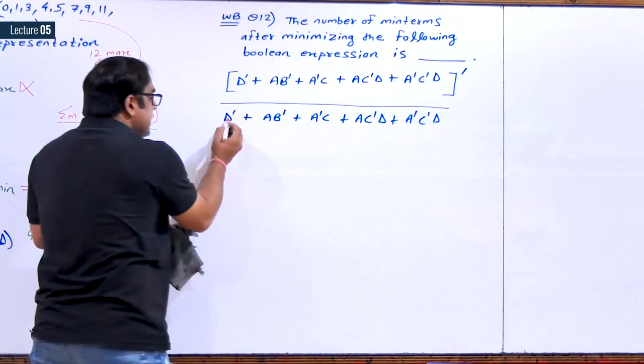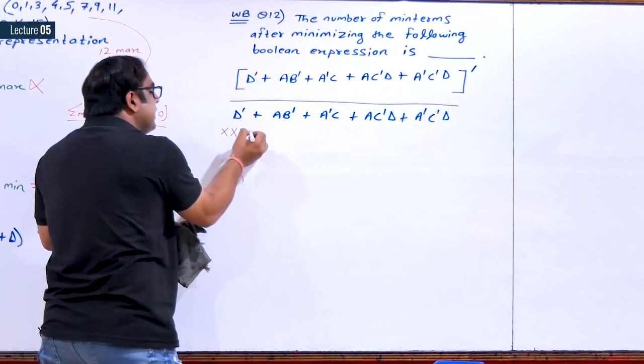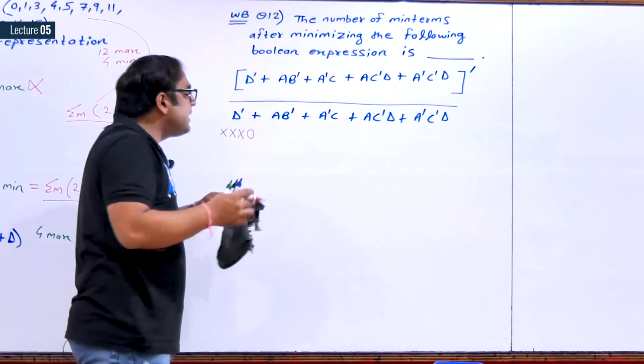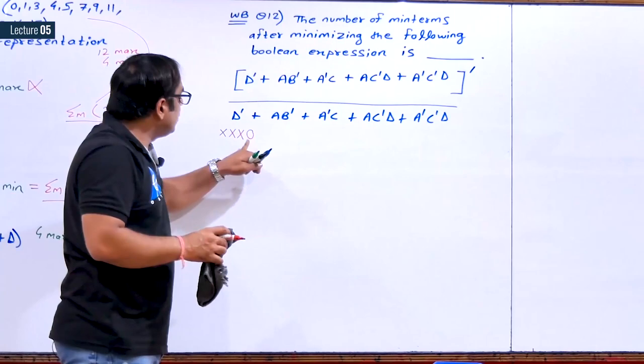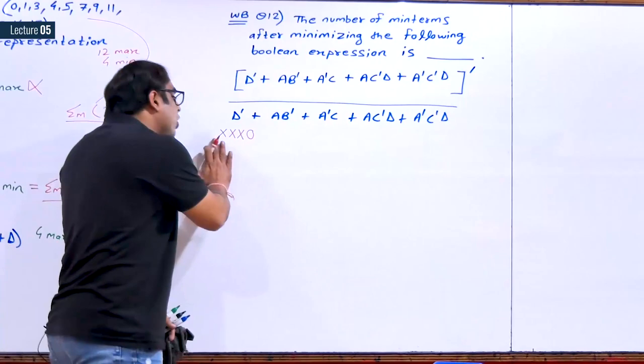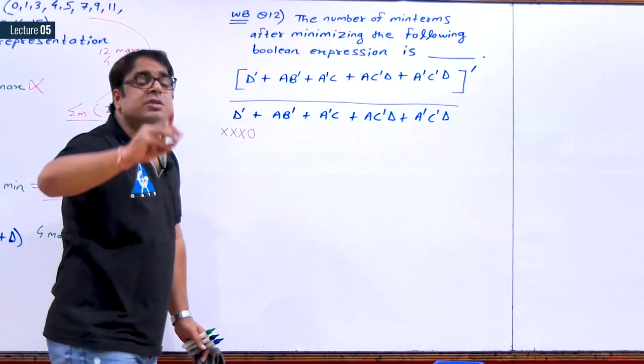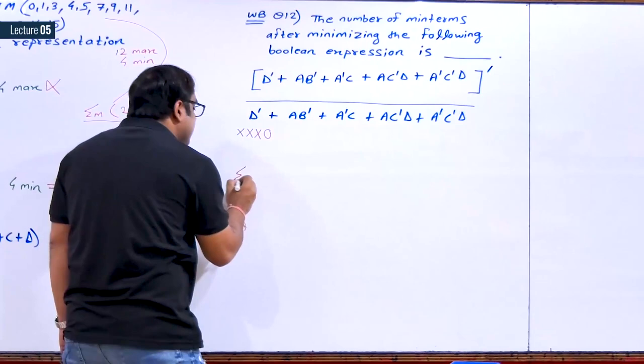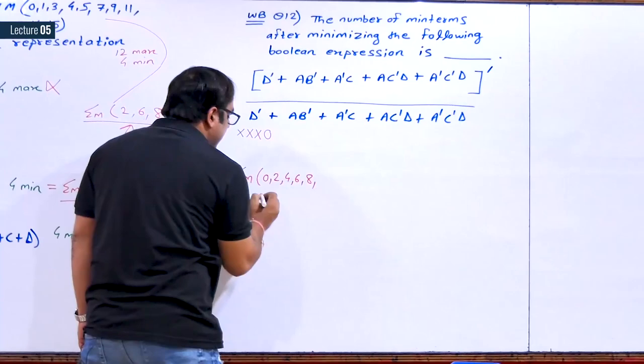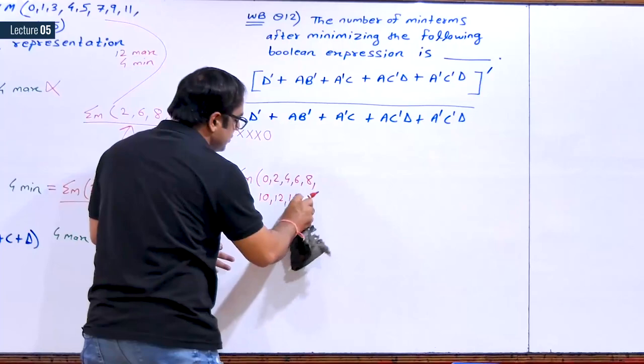See here. This is D complement. So A is not given, B is not given, C is not given, D is 0. Last bit is 0, which means it is confirmed it is an even number. Then all the other combinations are possible. You should directly be able to write that D complement corresponds to all the even minterms: 0, 2, 4, 6, 8, 10, 12, 14. 16 is obviously not possible, so 14 is the last minterm.